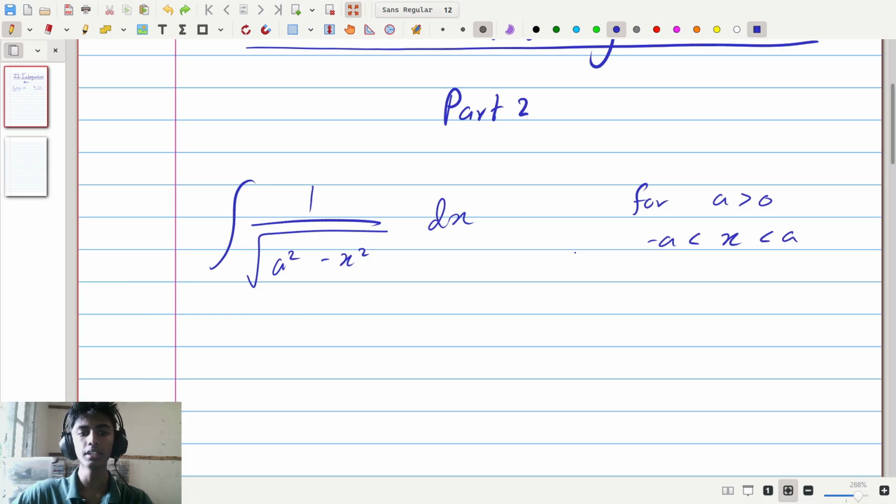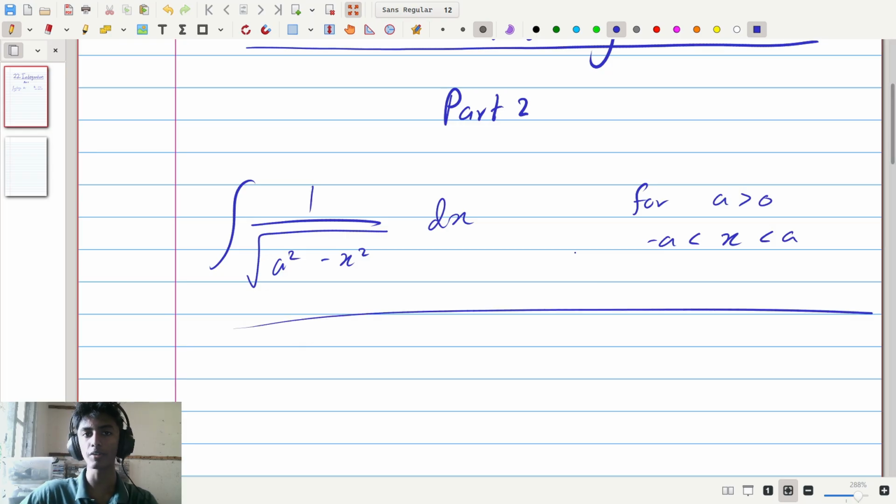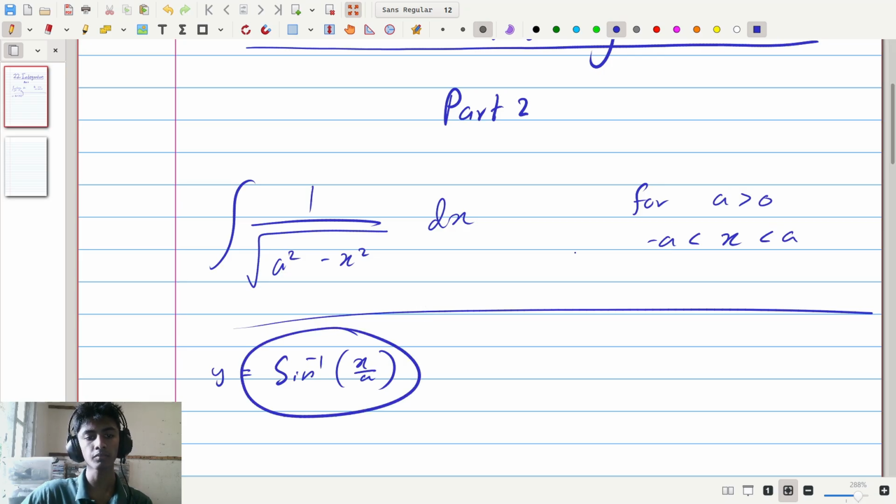So then, this is actually equal to the sine inverse of x divided by a. In order to show that, we're going to start with the sine inverse of x divided by a and go backwards. So we'll start with y equals the sine inverse of x divided by a and try to go backward to find that its derivative is equal to 1 divided by the square root of a squared minus x squared, and thus that in fact the integral of 1 divided by the square root of a squared minus x squared is in fact equal to the sine inverse of x divided by a plus c.